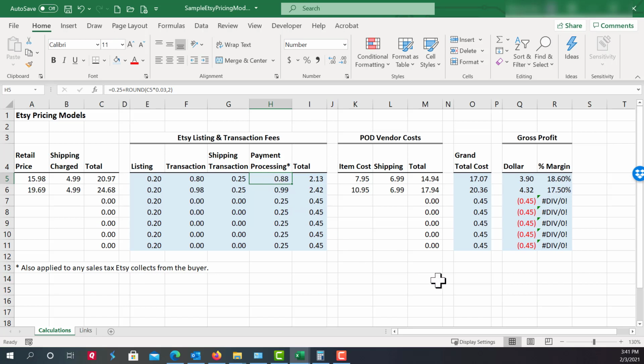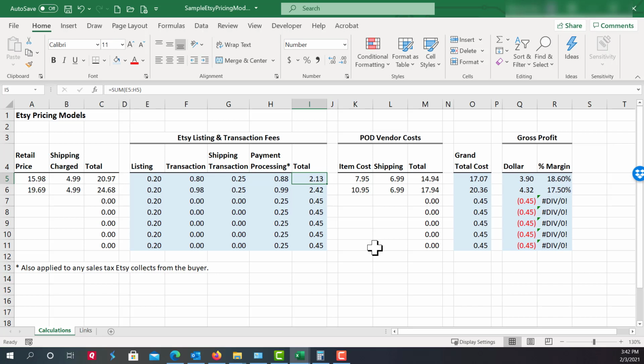Okay, another fact about the payment processing: this is related to Etsy Payments, and it depends on where you are. Again, this will be one of the links I have in the description. They have a very good chart, and it shows, based on the country you're in, what your payment processing fees are. Here in the United States, the payment processing fee for a transaction is 25 cents plus 3% of the customer's total. In this case, it's 25 cents plus 3% of $20.97, which comes to 88 cents.